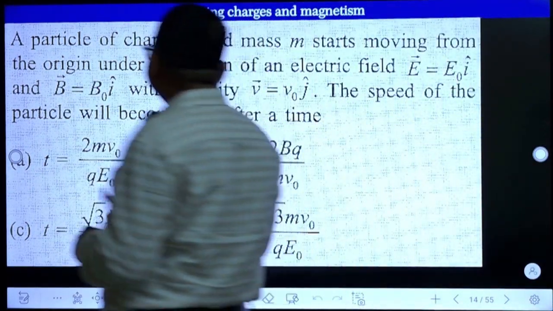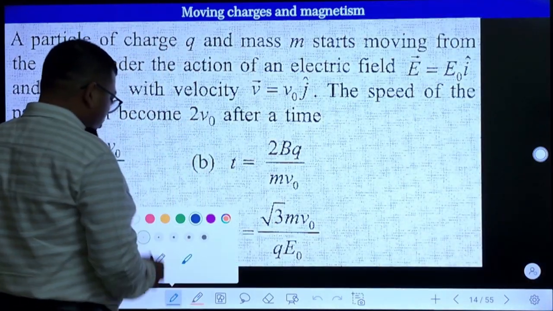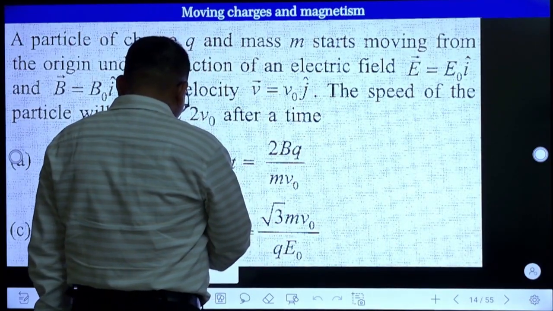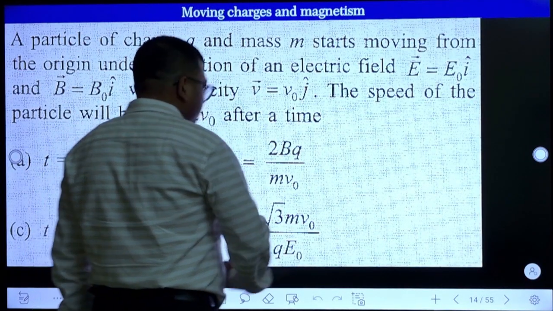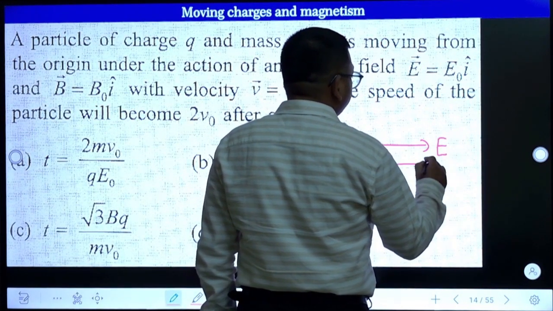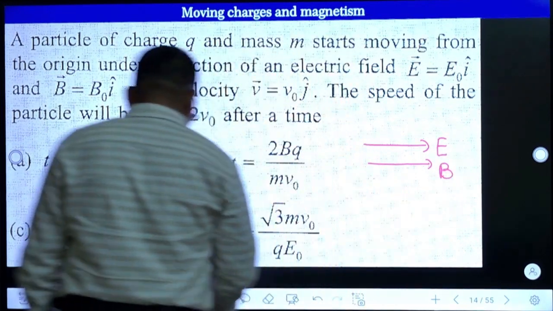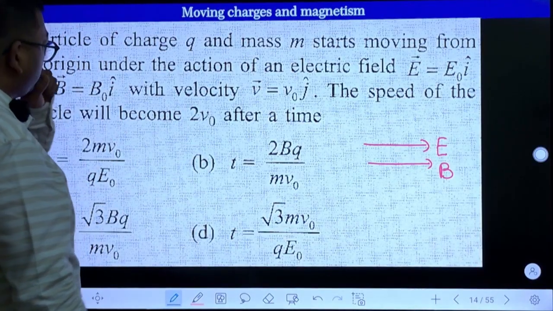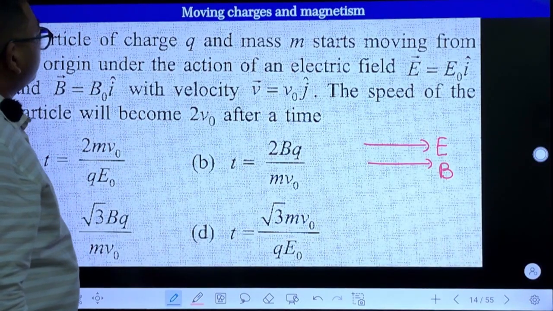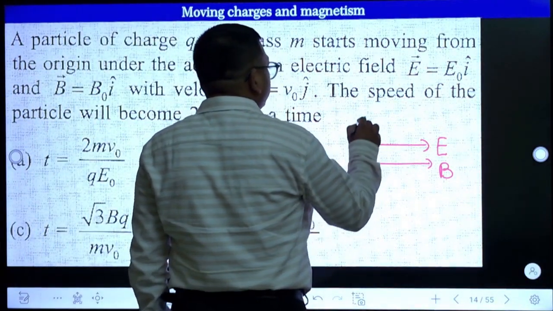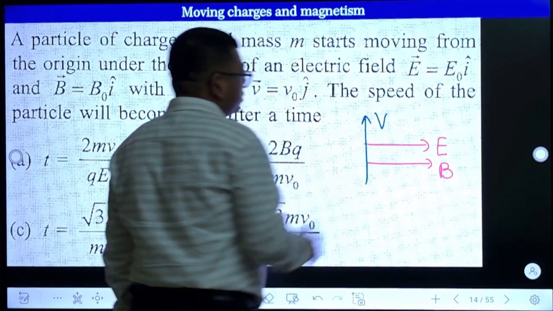Note that the magnetic field is acting in the same direction as the electric field, right? Electric field and magnetic field are in the same direction, both along the x-axis. Now, what is the direction of the velocity? Velocity is in this direction, so the charged particle is going in this direction.